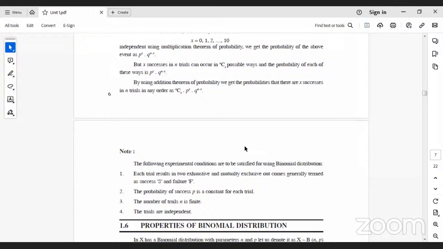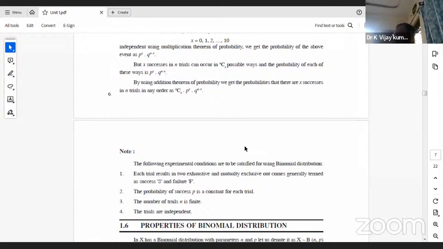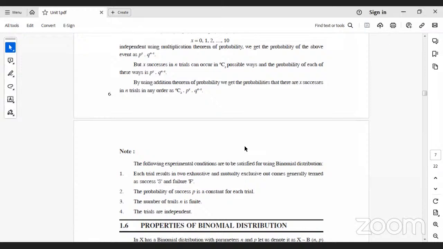The number of trials... Sir, there is some disturbance from your side. There is no disturbance with me. Now clear? Yes, sir.